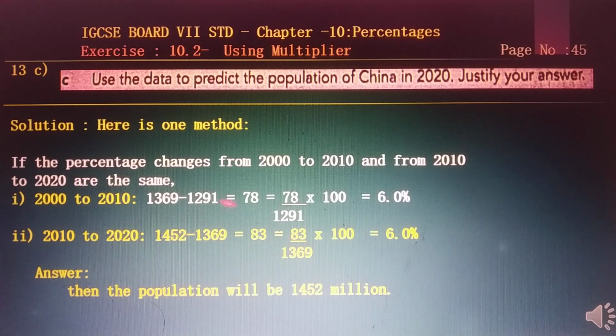It means 2000 and 2010 we are getting the same 6%, and based on the 6% calculation we are getting 63. 1452 minus 1369, we are getting 83 as the increase value, the increase value by original value, it means initial value 1369, we are getting 6%, both 6%. The final result is 1452 million. Then the population will be 1452 million.